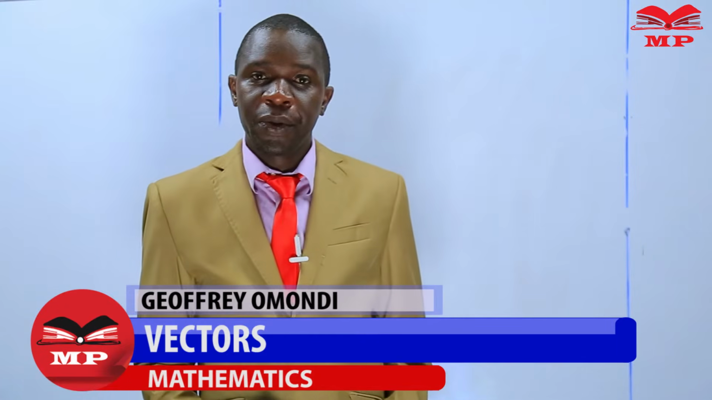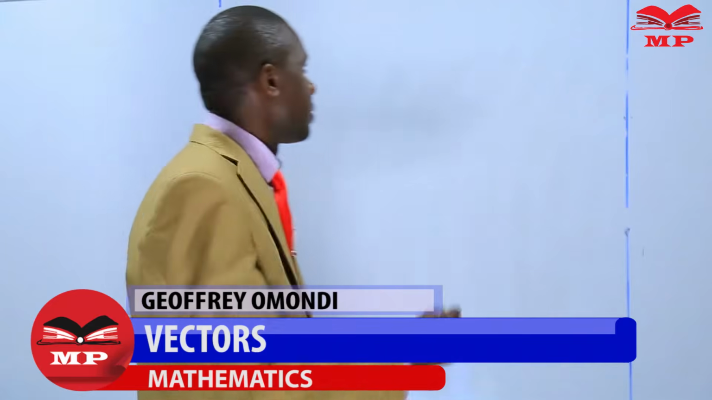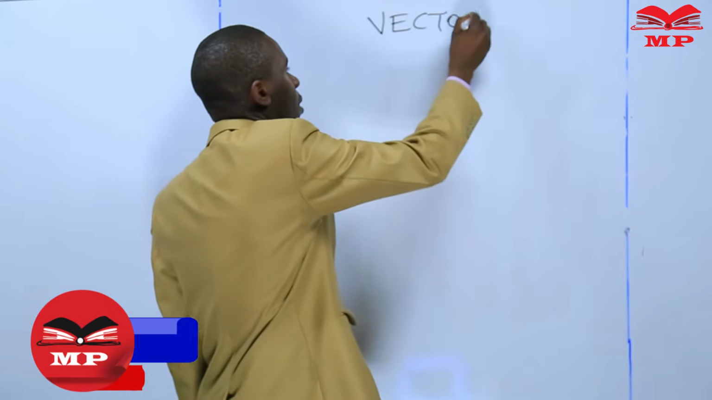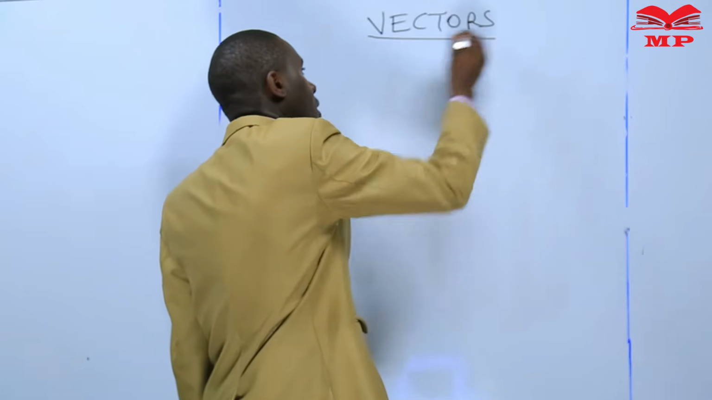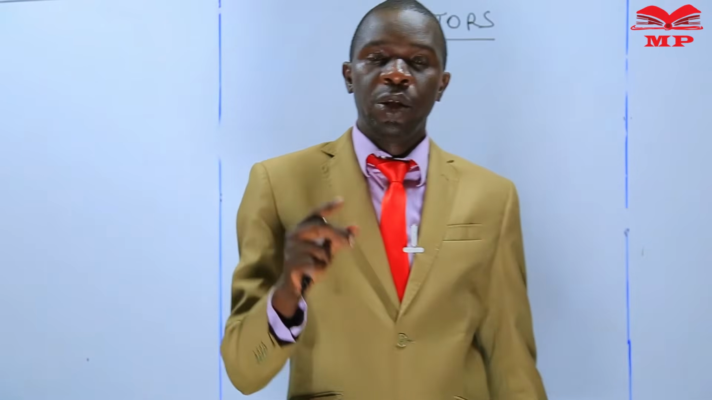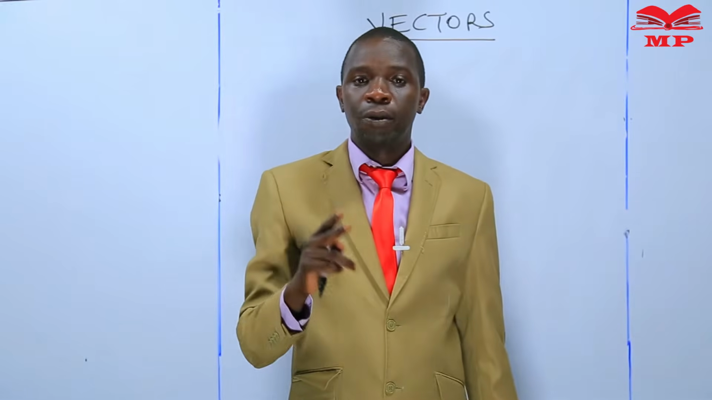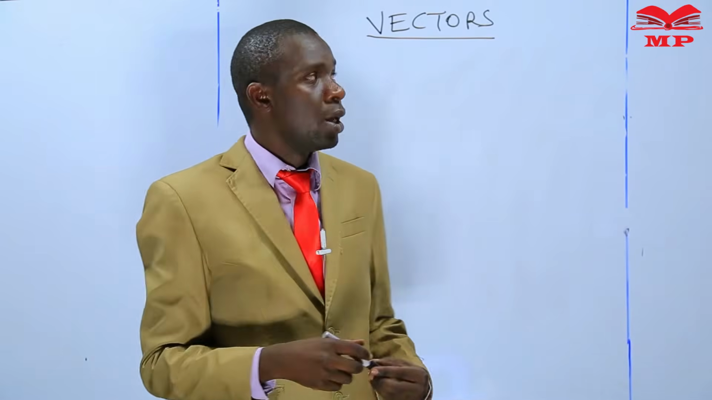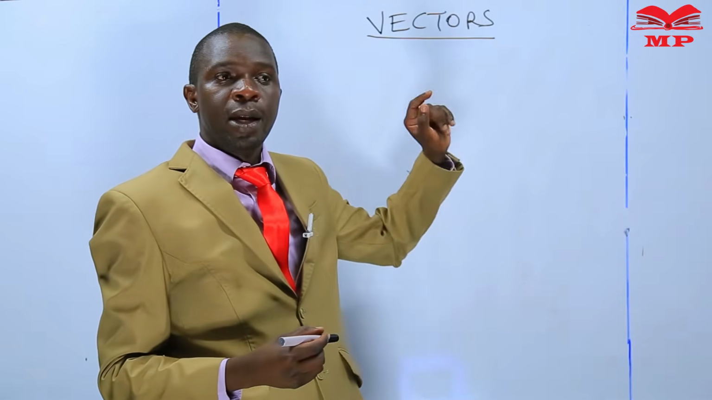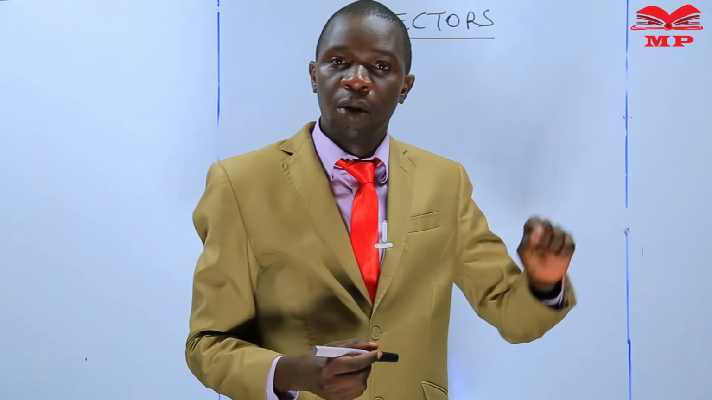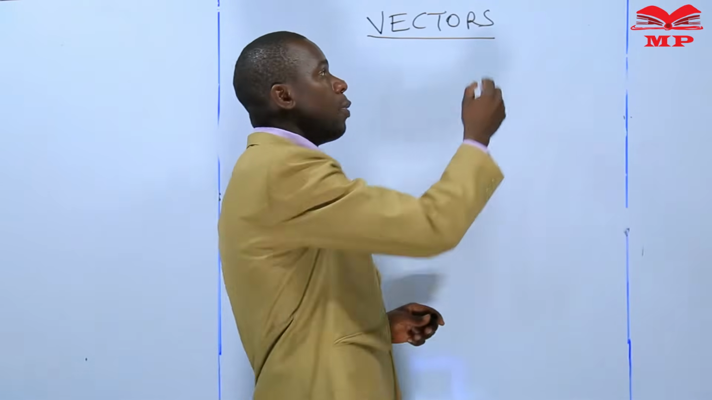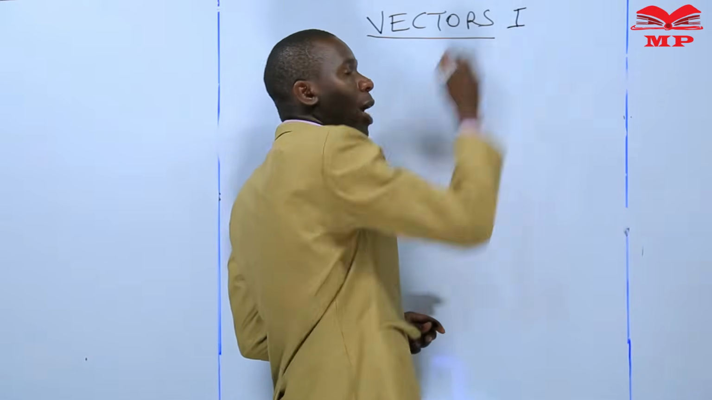I will be taking you through the topic vectors. Now, this is the first topic of vectors. You will do 2 topics of vector in secondary schools. So this is the last topic in Form 2, and then there will be another vector called Vector 2 in Form 3. Now, therefore, I will call this Vector 1.